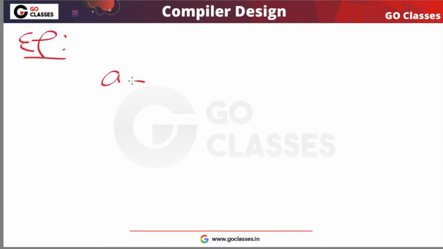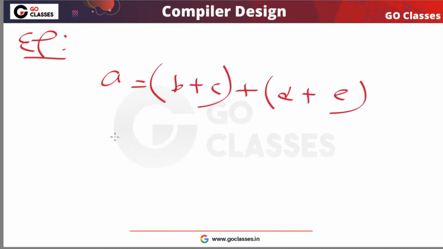For example, let's assume a equals b plus c plus d plus e. Okay, let's assume this is the expression. And let's assume that you have something, maybe e equals b plus c. Now in this situation, what will your compiler do? Again, what will your compiler do? Again you can notice here what is live.